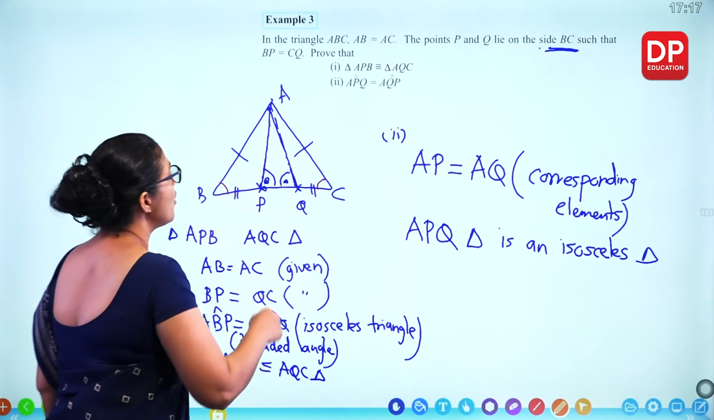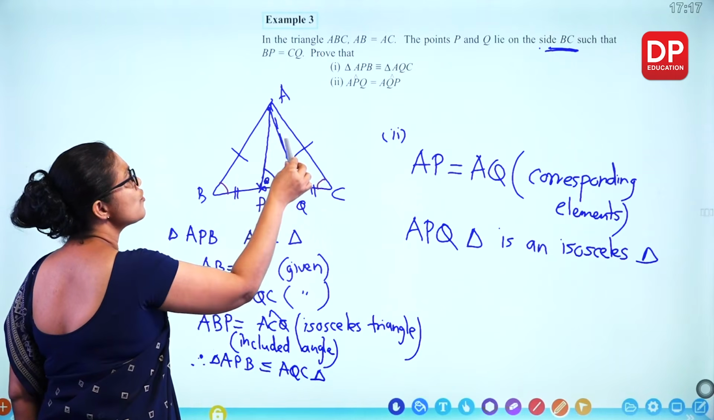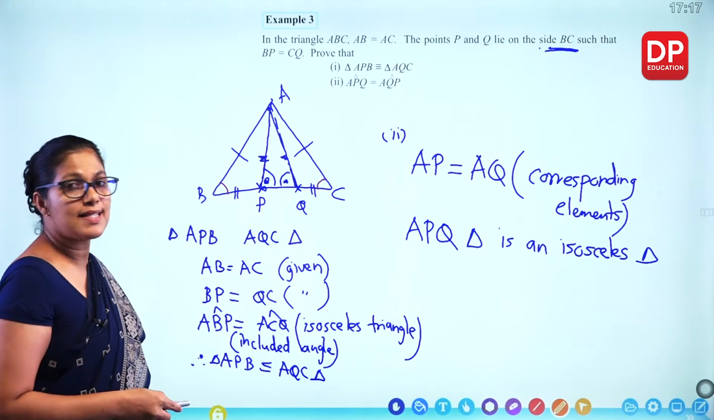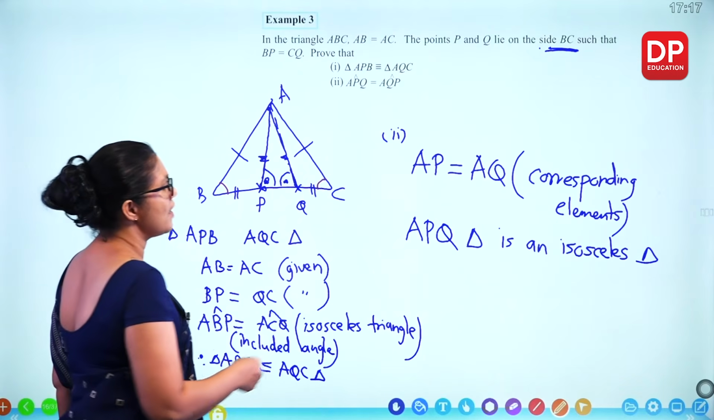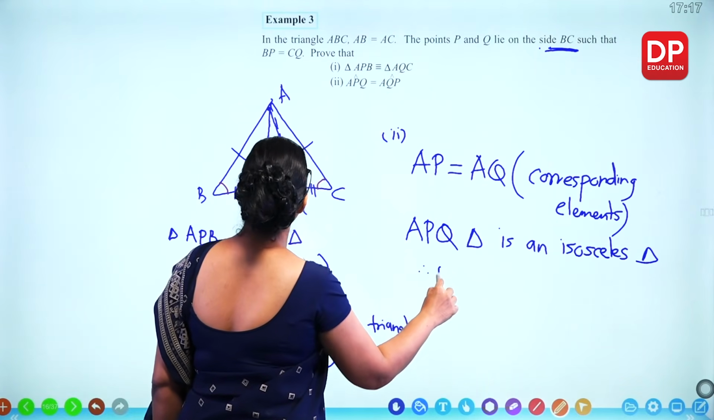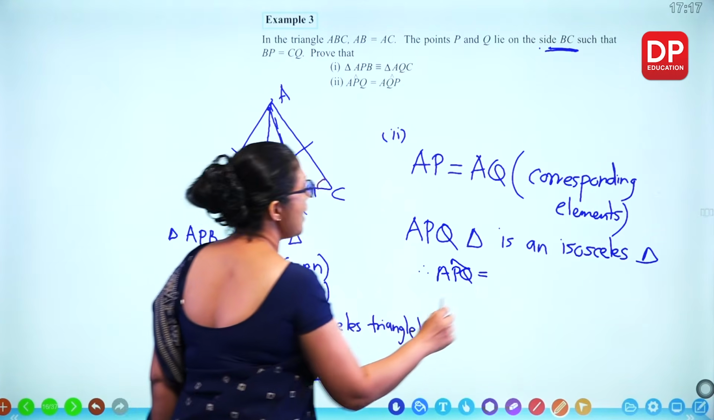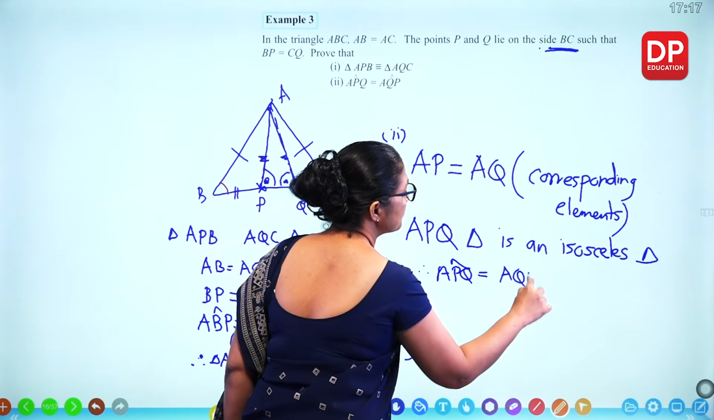Now what can you say about this isosceles triangle? If these two sides are equal, we can say opposite angles are also equal. So therefore, we can say angle APQ should be equal to angle AQP.